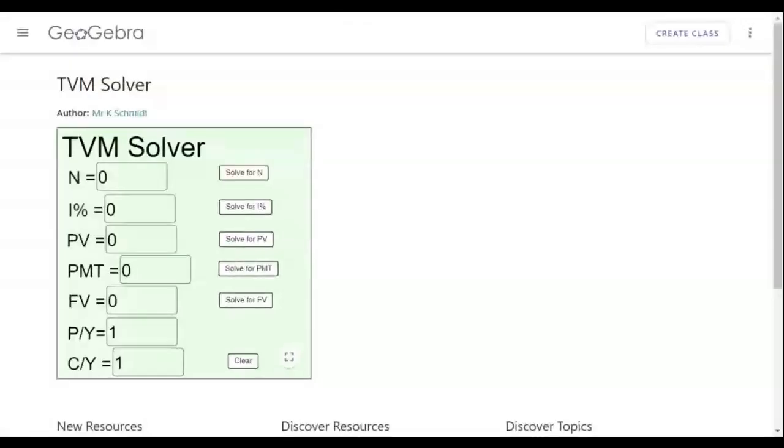So let me get to that solver. Please work. Here it comes. There it is. Good. Okay. So again, I just wanted to do the solver.